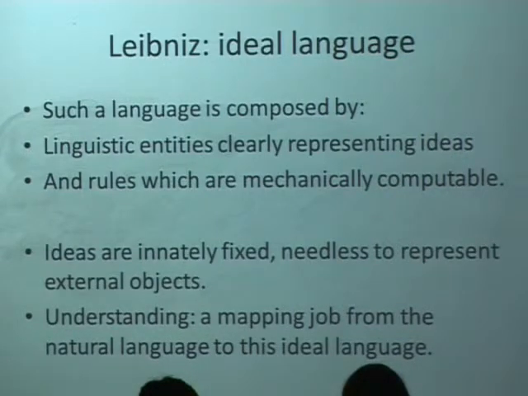Another thing is that the rules to implement those ideas should be mechanically computable. It looks very fashionable. It's hard to believe that it was said by Leibniz, who died so many years ago. Okay, so according to Leibniz, what does understanding mean? It just means a mapping job from natural language to this innately fixed idea language. So I think this idea has predicted what nowadays AI would do.